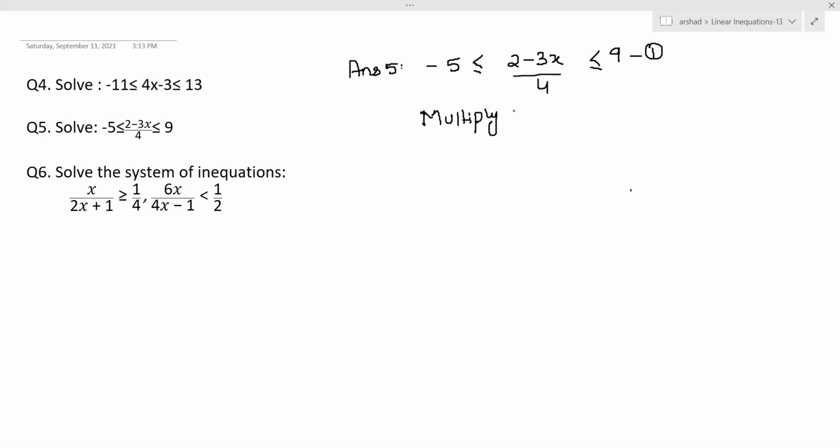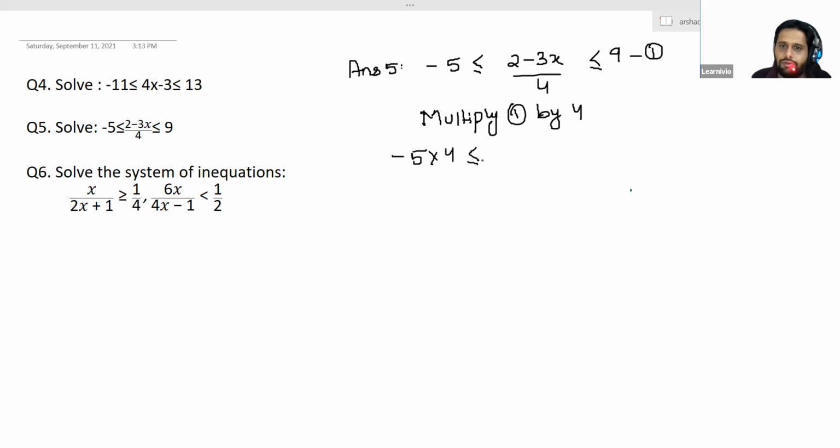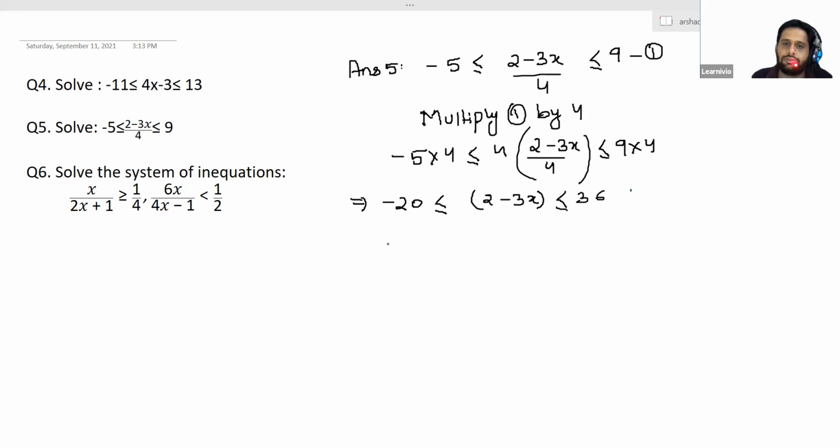Multiply 1 by 4. Okay, so this will give you -5 × 4. The sign will not change because we are multiplying by a positive number. So 4 × (2 - 3x)/4, and this is ≤ 9 × 4. This will give -20 ≤ 2 - 3x ≤ 36, as the 4 will cancel. Okay, so Ikhra, can you tell me the next step?